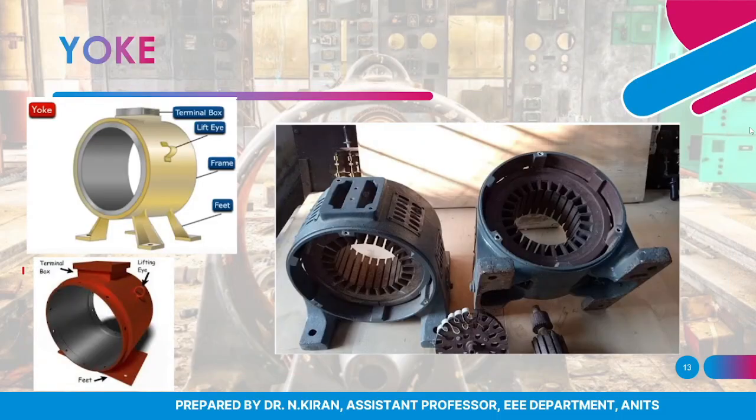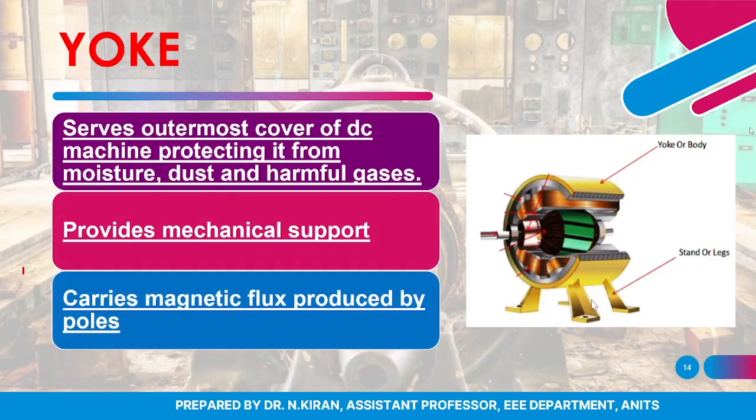So let us see in detail the function of each part and of what material each part is made up of. These are some of the pictures or diagrams of a practical yoke. As you can see, it is nothing but the outermost cover of your DC machine. The main function of the yoke, the first function, is that it serves as an outermost cover of the DC machine, protecting it from harmful gases, dust and moisture. The second function of the yoke is that it provides the mechanical support required for the poles.